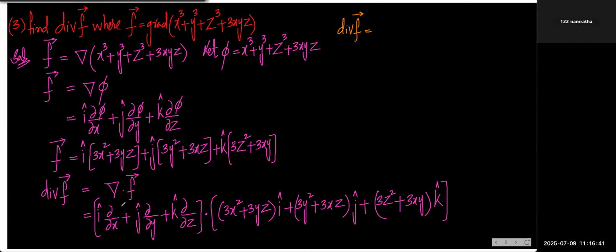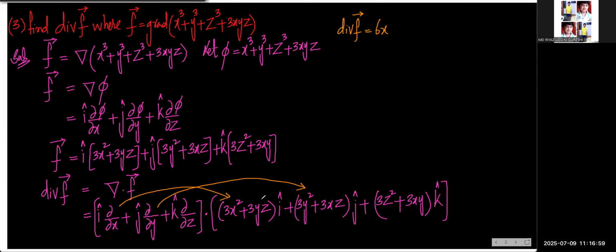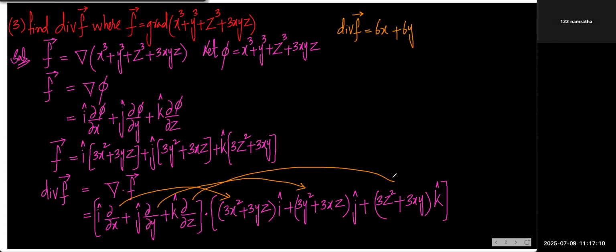Look at that: dou by dou x of 3x square plus 3yz. With respect to x, we will get 6x here, and no x, forget about it, becomes 0. This arrow will go to this one. With respect to y, y square is 2y, so it's 6y. And this arrow will go to this one, so plus 6z.